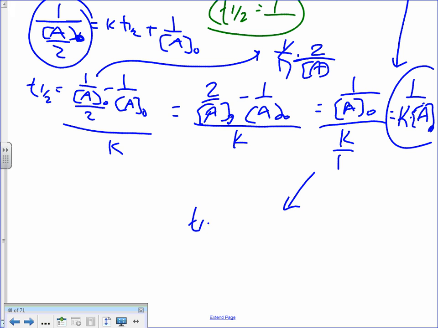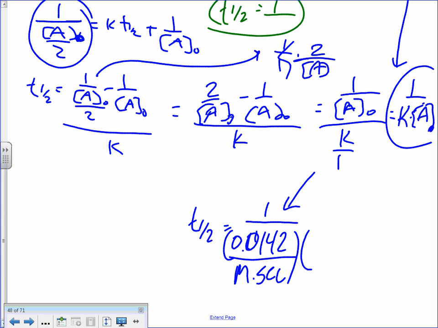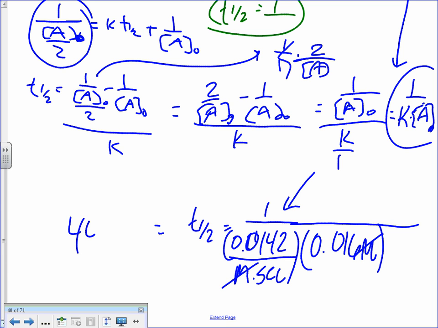So t1/2 is 1 over 0.0142 per molar seconds times, what's our A? 0.016. Okay, so then molar cancels and seconds come to the top. What's the t1/2? 4,401 seconds.